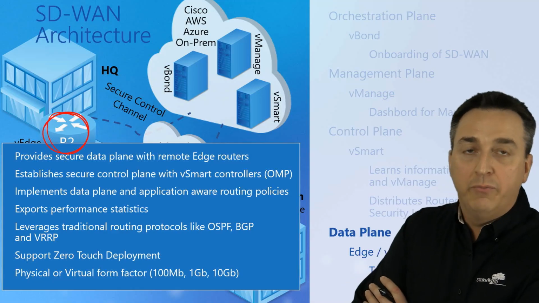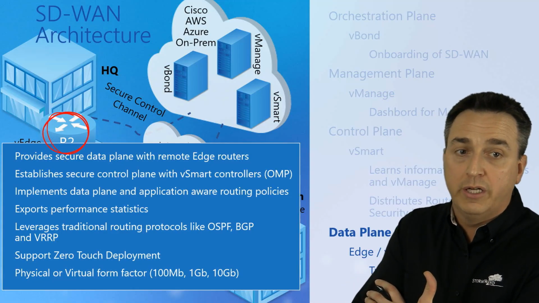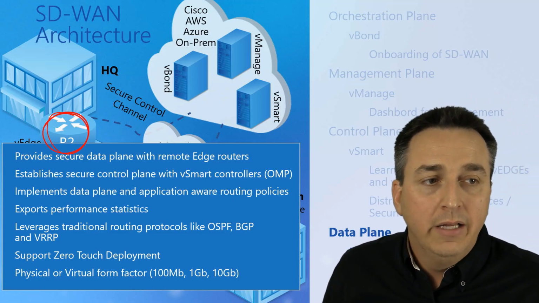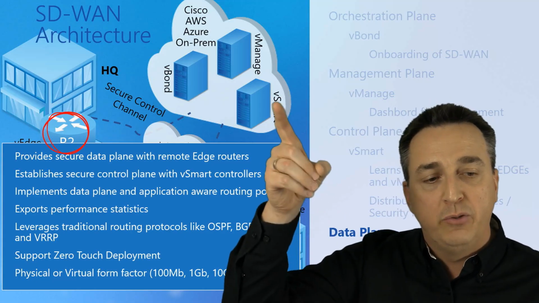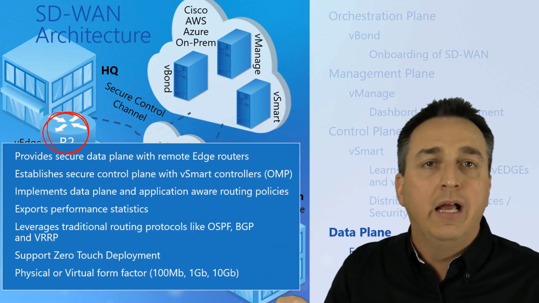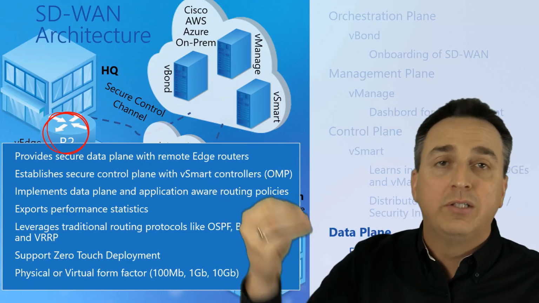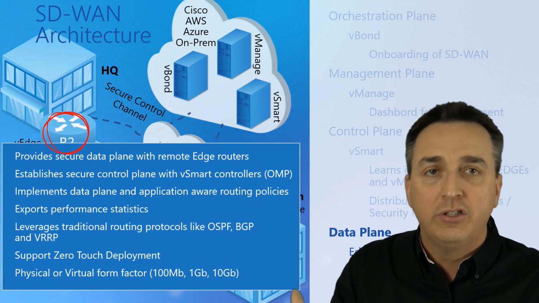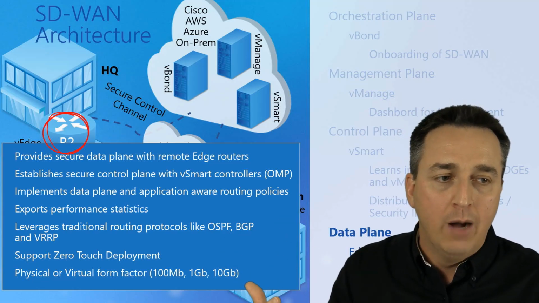provide a secure data plane with remote edge routers, and establish a secure control plane with vSmart controllers using a protocol called OMP. So OMP is the Overlay Management Protocol. That is the protocol that runs between vSmart and our edge devices. So that way we have the opportunity to talk to each other. So whenever we have policies from vSmart that need to be told to the edge devices, we use the Overlay Management Protocol in order to accomplish that.